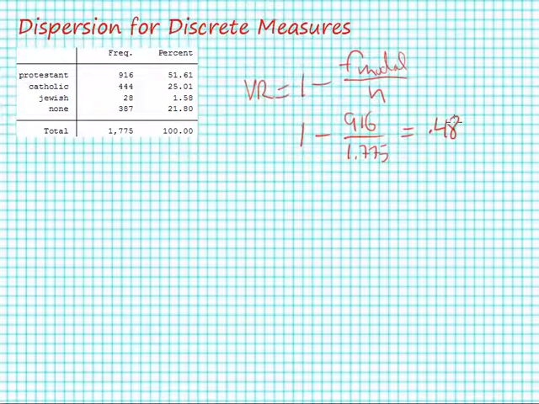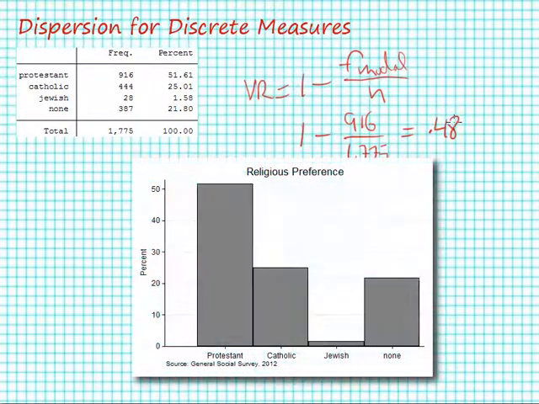0.48. Now, what this means is that approximately 48% of the distribution of cases across these religious identities lie outside of the modal category. Our measures of dispersion tell us how cases fall around a measure of central tendency, and in this case our measure of central tendency is the mode.